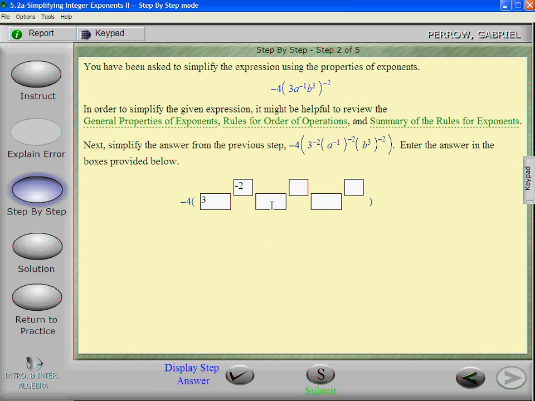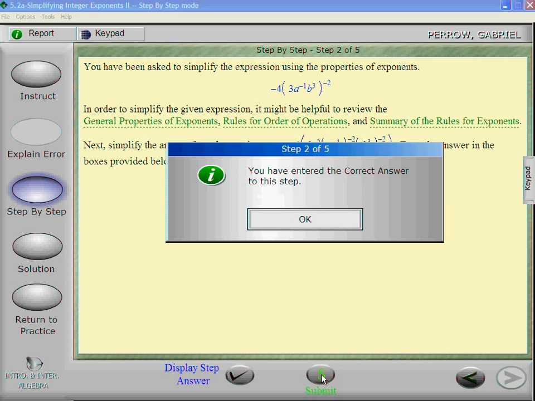So 3 to the negative 2, a to the, now notice the powers here, negative 1 times negative 2, that's a double negative, so you're going to end up with a positive 2 for that power, and then you're going to end up with b to the negative 6. So we've got negative 4 on the outside, 3 to the negative 2, a to the second, b to the negative 6. We'll submit that.